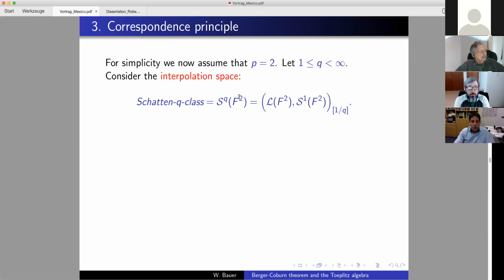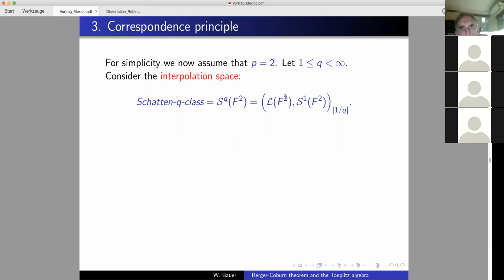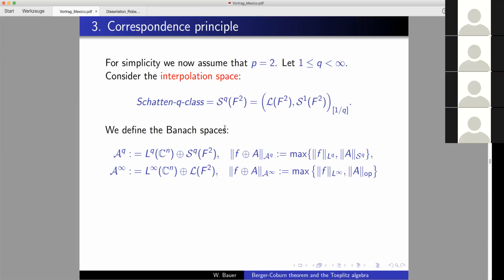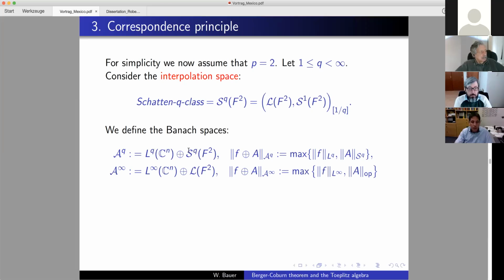So here I want to look at the 2-Fock space, and I look at the Schatten-q class. The Schatten-q class is the interpolation space between the bounded operators on the Fock space and the trace class operators. And now I define several Banach spaces. These are denoted by A_q, with q between 1 and infinity. It's just a direct sum of L^q and this Schatten q class. And on this space, I put this norm here, just the maximum of the L^q norm, the usual L^q, there's no Gaussian measure here, and the Schatten q norm on the operator side. And correspondingly, for the case q equals infinity, it's just the sup norm and the operator norm.